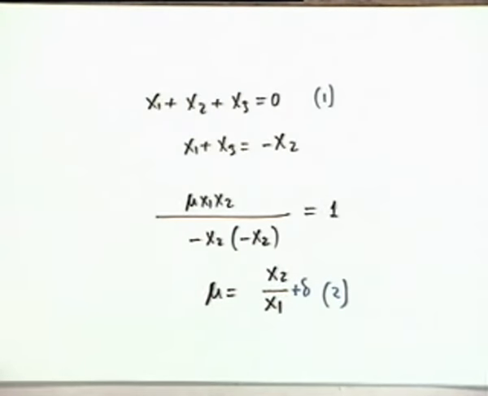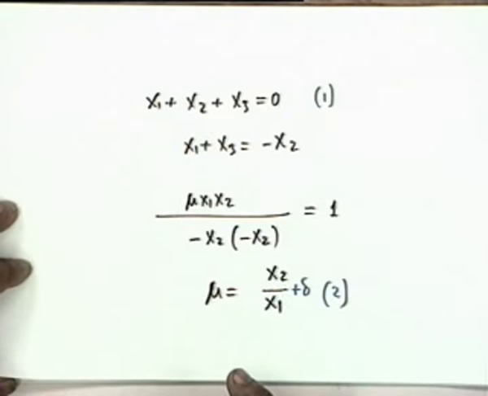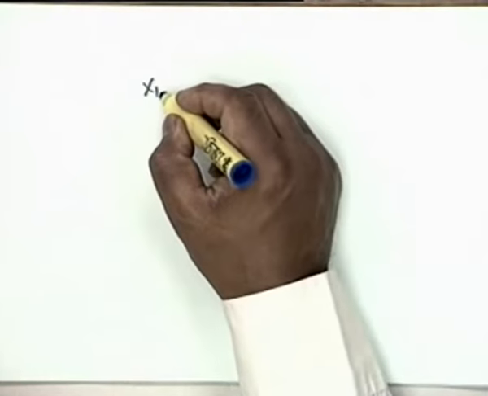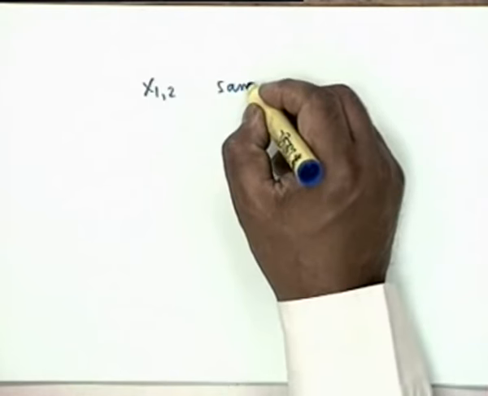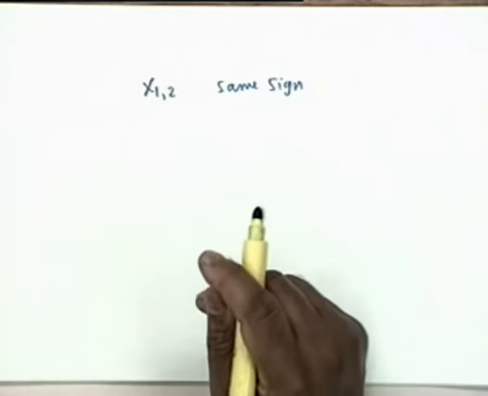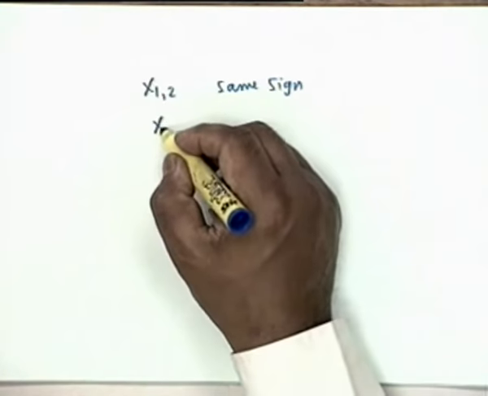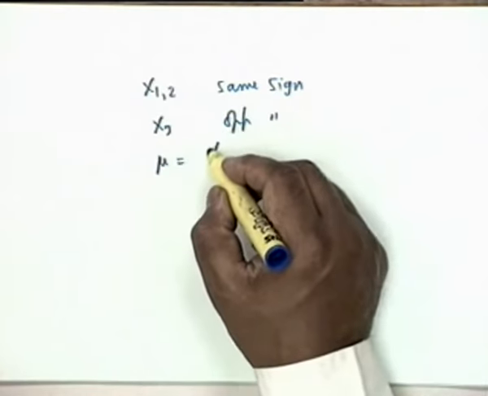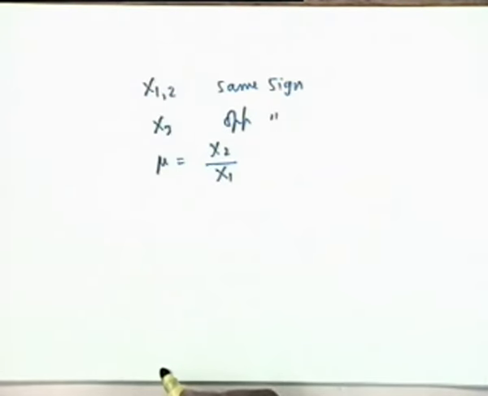Okay, the condition of oscillation therefore. Now can x1 and x2 be of opposite signs? No, because by definition mu has been assumed to be positive. We took minus mu Vi. Okay, so the condition of oscillation is that x1 and x2 are of the same sign, that is both are either inductors or both are capacitances, x3 is of opposite sign, and mu should be equal to x2 by x1. These are the conditions of oscillations.